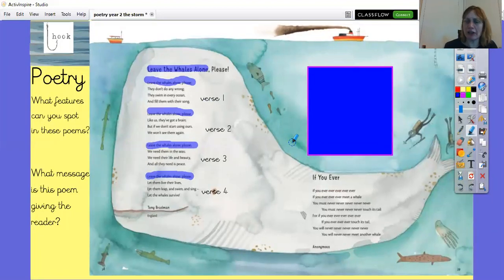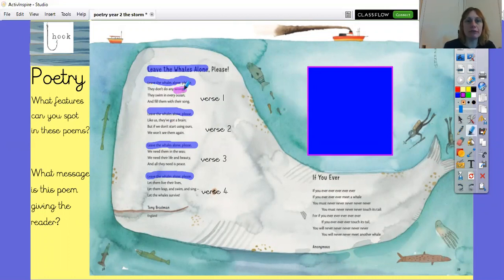So you might have noticed as I was reading that we can also find some rhyming in there. So let me read you this next bit. They don't do any wrong. At the end, I would like a different colour. Let me just go back a second. I thought I'd chosen a different colour. Let's test. There we go.